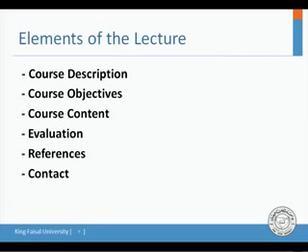The elements of this lecture, as we said before, is what is called an orientation lecture. This means that I give you general information about this course. The first one is the course description. As we said in the beginning, it is an English language course for special education students, and its number is 101.